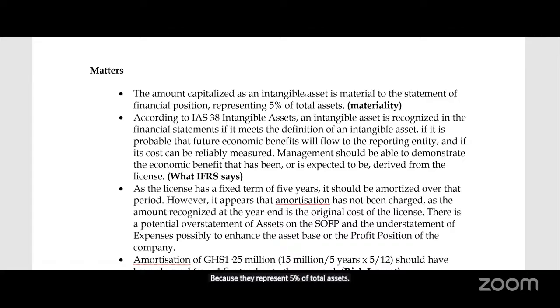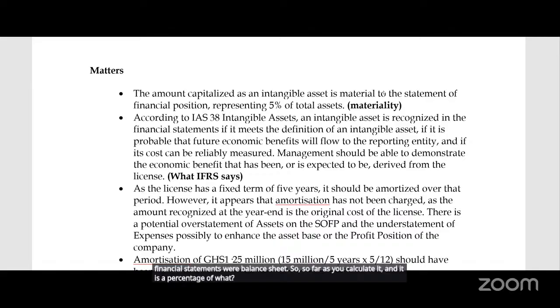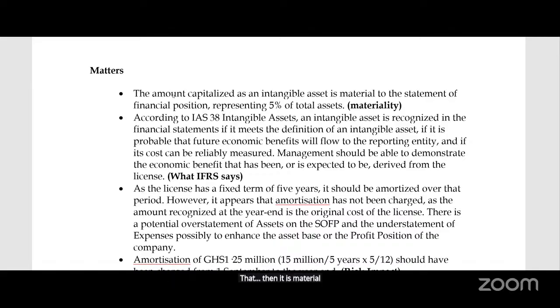Do you get it? Intangible asset, financial statement where? Balance sheet. So far as you calculate it, and it is a percentage of what? Then it is material. You see, this was materiality. From there, the next thing I do is what? Come and talk about what the IFRS says.